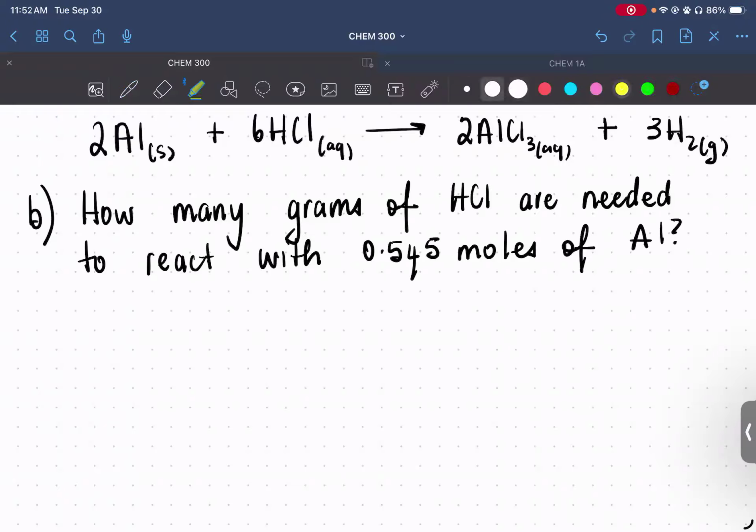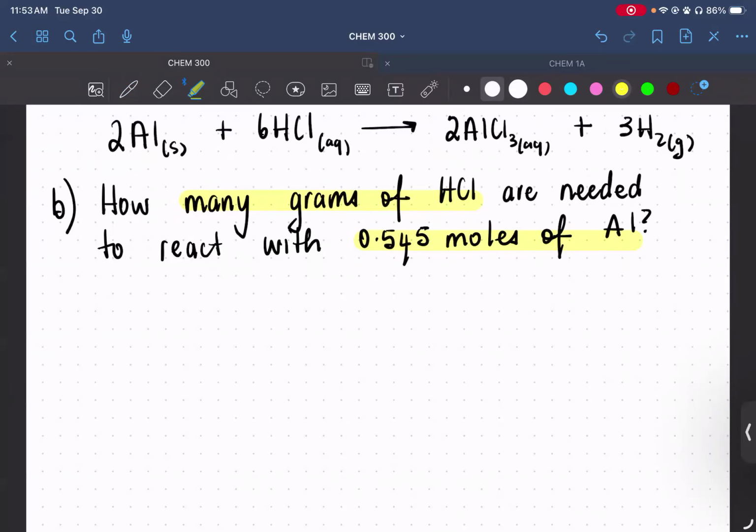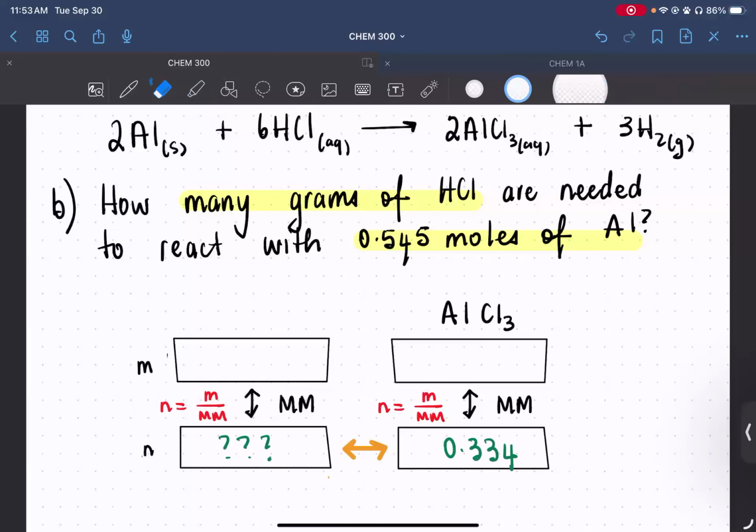Let's think about what the question's asking. We see here it's asking us information about one chemical, HCl, how many grams of it, and it's given us information about another chemical, 0.545 moles of aluminum. That alone tells us we will be using the roadmap, adjusting the one we used most recently for this one.